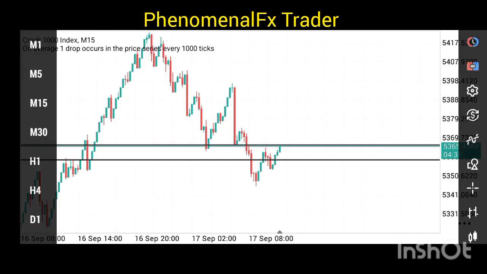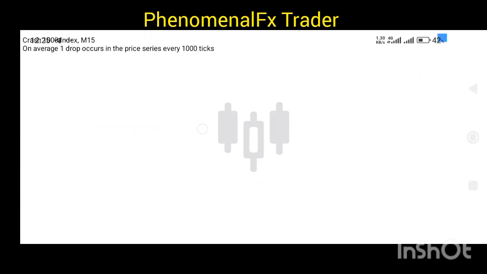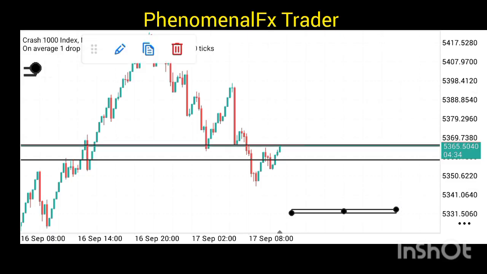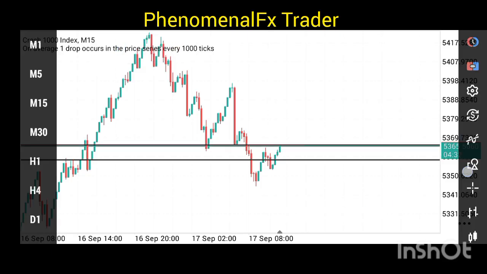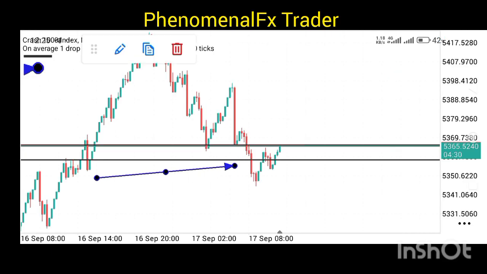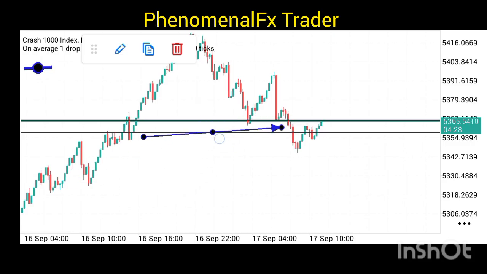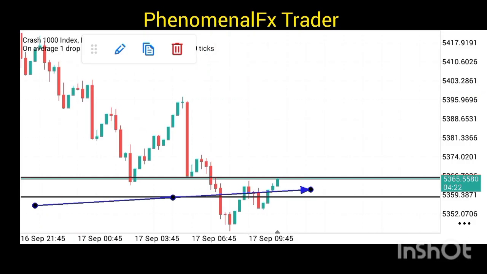Okay, if the market can go above this zone, can just close above this, sorry, let me get the arrow line. If the market can go above this zone and maybe just pulls back to around this zone, it is a very nice opportunity to take a buy.